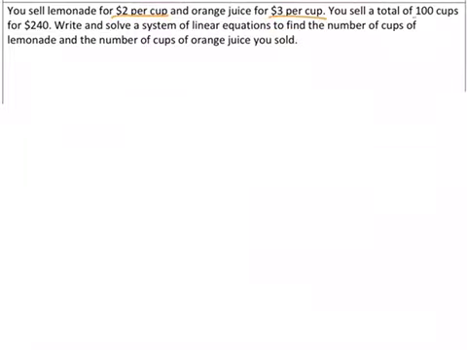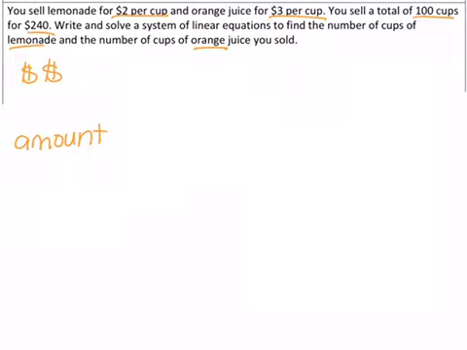And you sell 100 cups total of juice or lemonade for $240. Write and solve a system of linear equations to find the number of cups of lemonade and the number of cups of orange juice you sold. Again, this is just like the one prior. We're going to have an equation about the money, the price of everything, and then the total amount that you sold. So our first equation is going to have to do with all the money that we have.